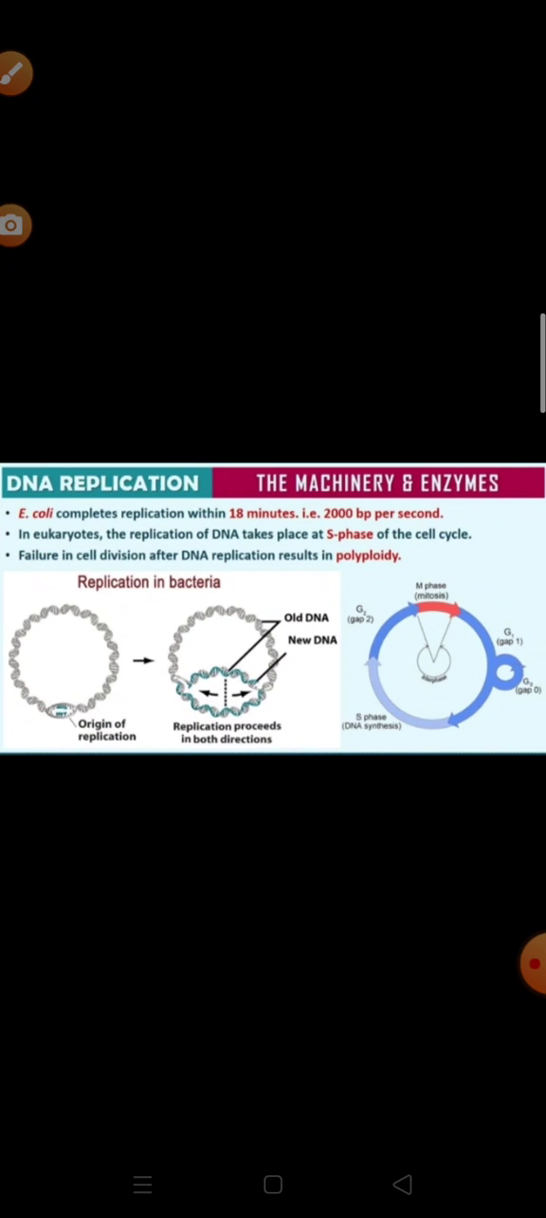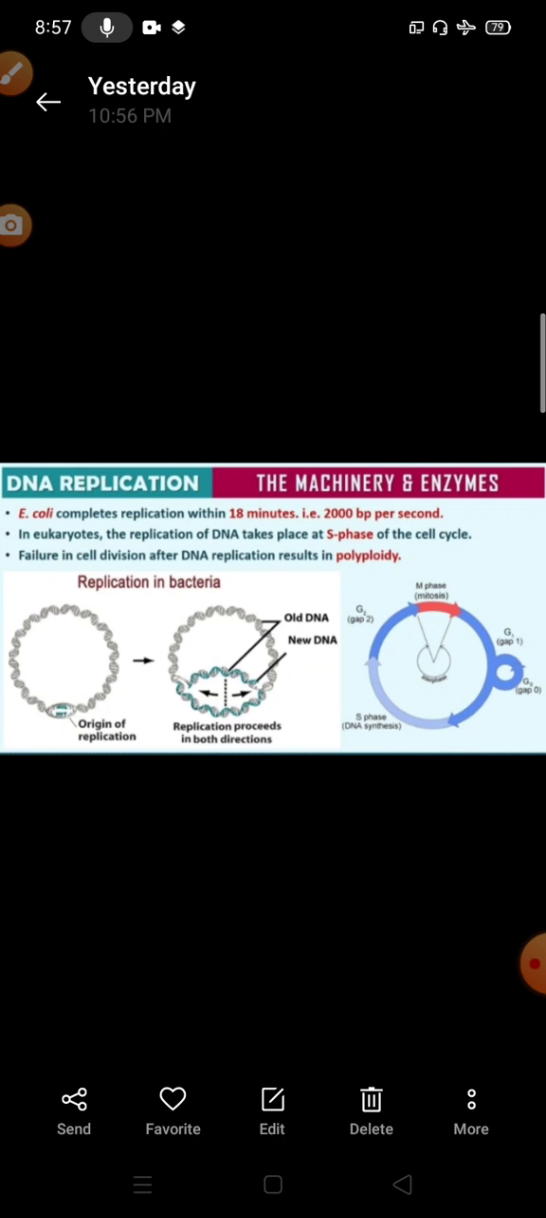E. coli completes the replication within 18 to 20 minutes, and in eukaryotes the replication of DNA takes place in the S phase of the cell cycle. Failure in cell division after the DNA replication will result in polyploidy.